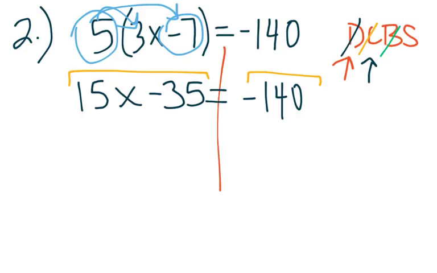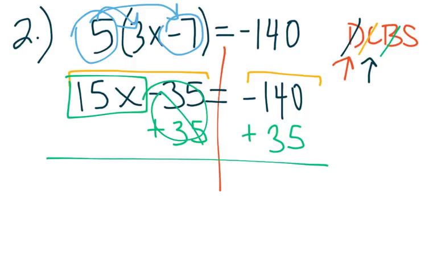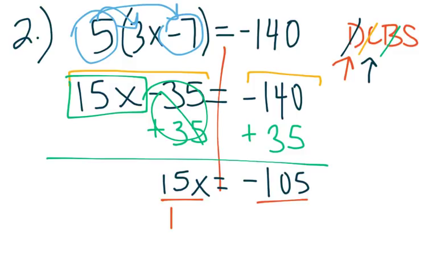So let's go ahead, and I like to put a box around whatever's with my variable. In this case, it's 15 times x. That means that I'm not going to undo times 15. I'm going to look at this minus 35 and do the inverse, which is plus 35. That becomes a 0 pair and it goes away. We're left with 15x equals, then we have negative 140 plus 35. And this leaves us with negative 105. Finally, we need to divide both terms by 15.